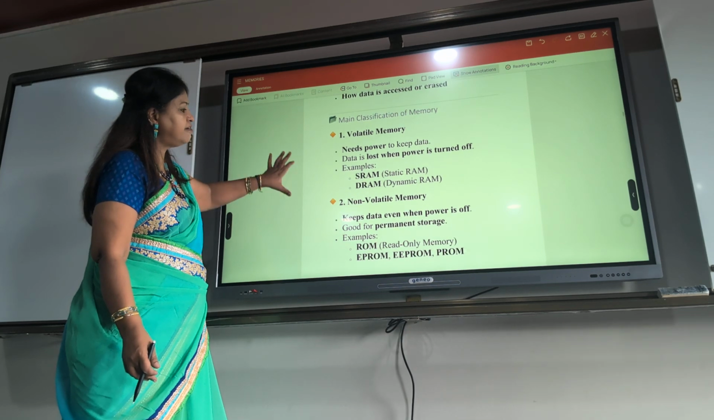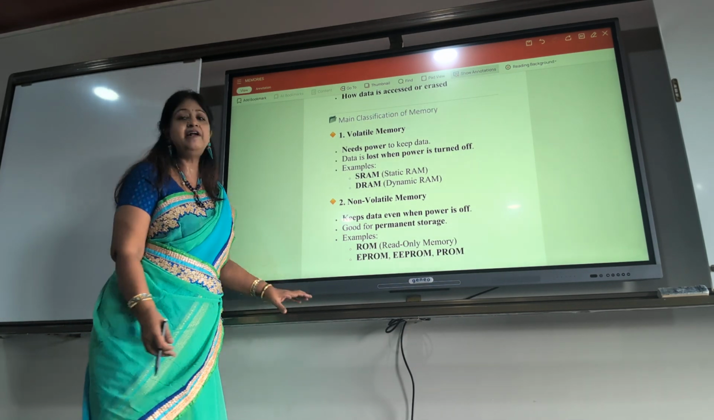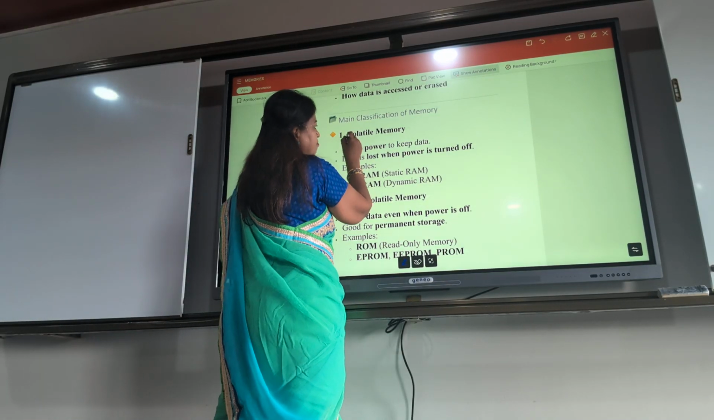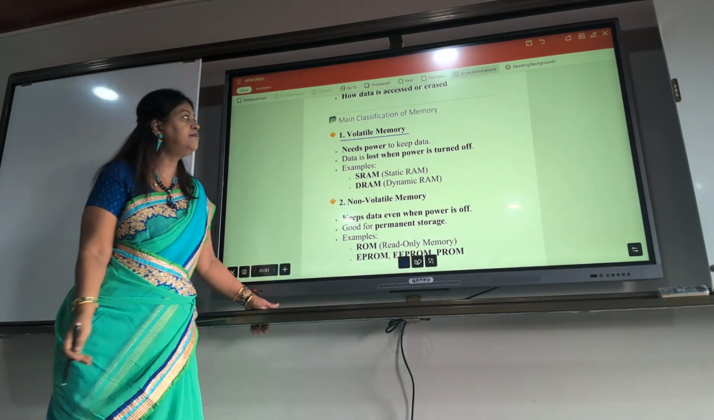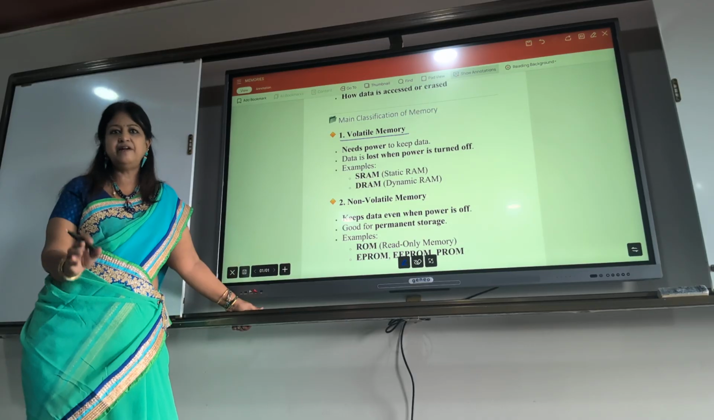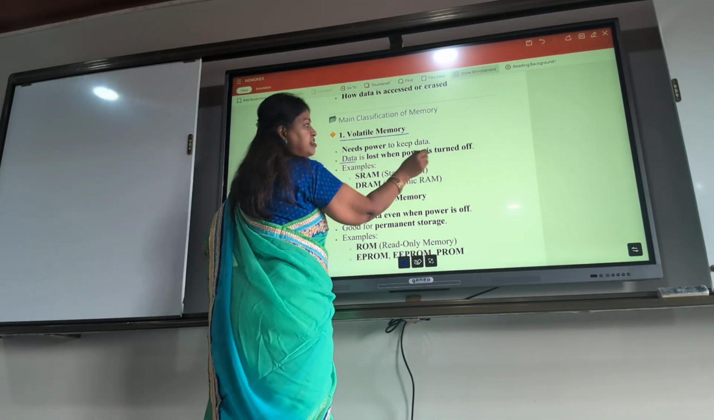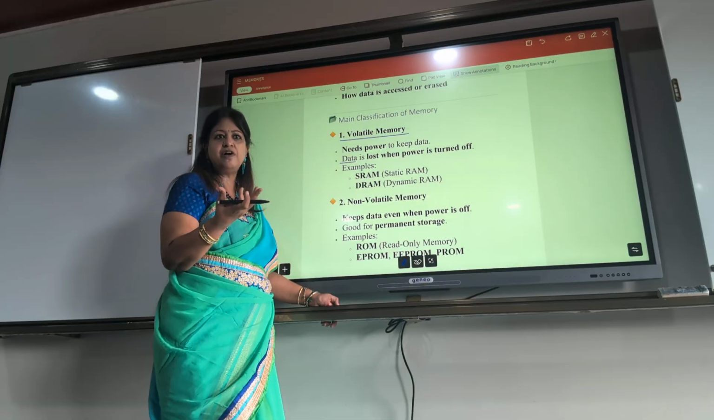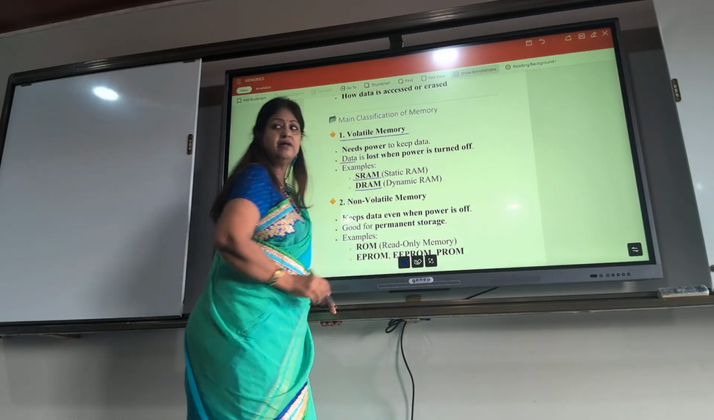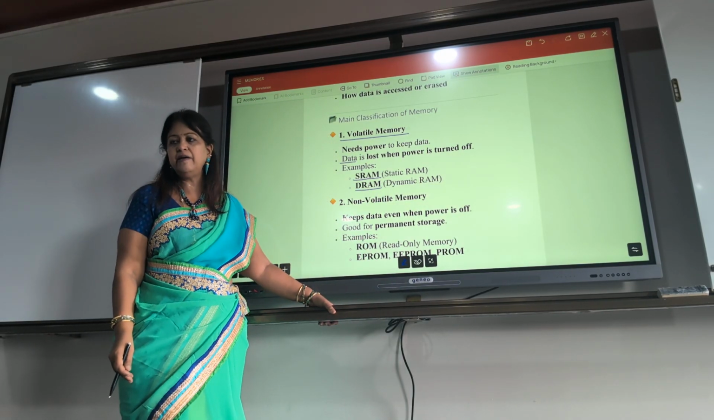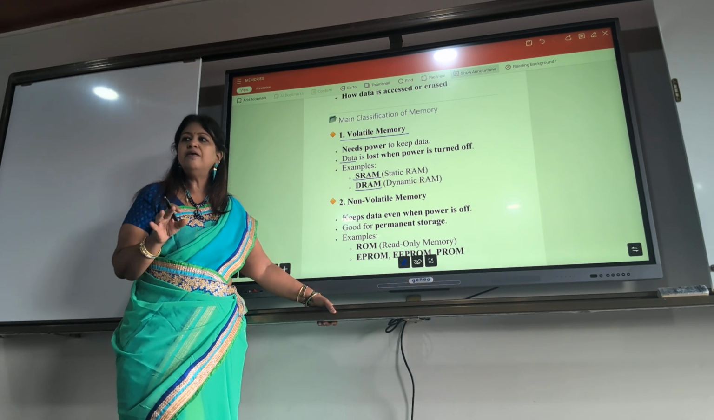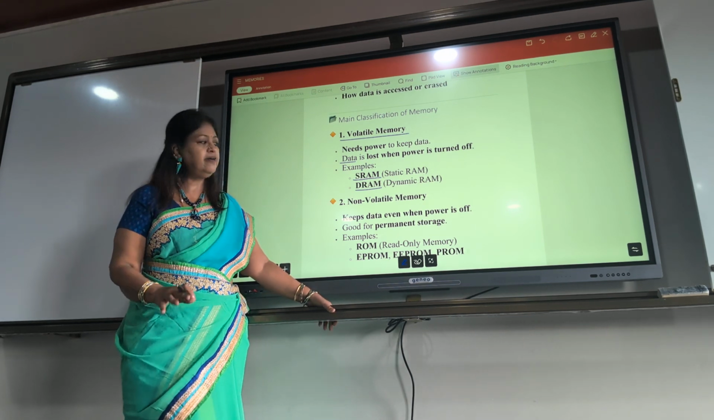So the main classification of memory is based on whether the data will be available when the power is off. Volatile memory. What is meant by volatile memory? You need power to keep the data. Only if power is there, the data will be there. Data is lost when power is turned off. Example, static RAM, dynamic RAM. These are volatile memories because data will stay only when your power is on. When power goes off, it goes off.